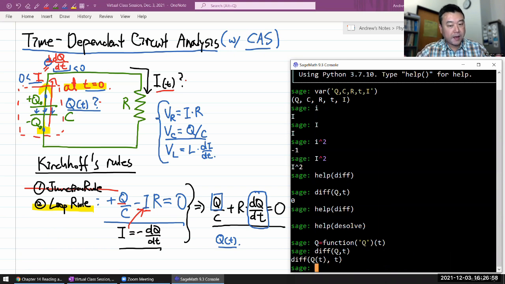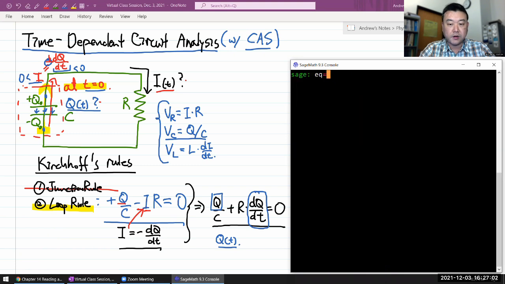So now I can write down what my equation is. I'm going to put that into this variable. My equation is Q divided by C plus the resistance times the first order derivative of Q with respect to T. And I have to be careful with this equal sign. This is what we call the assignment symbol, because in the computer programming language, what I have on this side will get assigned to this variable. What I want here is not the assignment symbol, but an equality symbol. And that equality symbol in SageMath and Python is a double equal sign. So that's equal to 0. So that's my equation. Good.